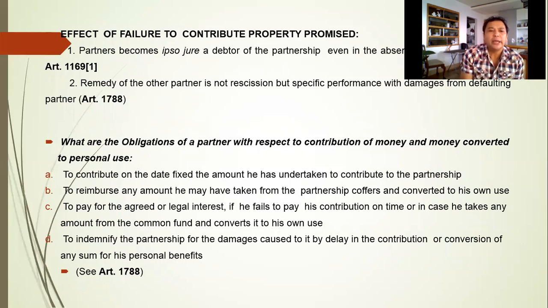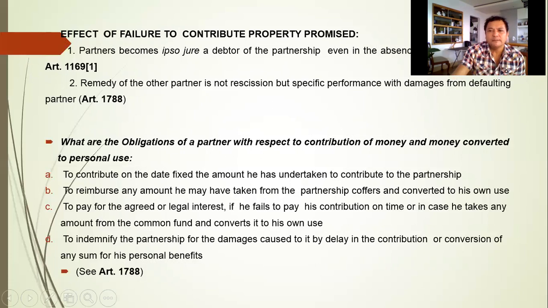It's Article 1169. Now, number 2, the remedy of the other partners is not rescission. Rescission is like cancellation. But the other partners will have to demand specific performance, that is, the delivery of the object you have to deliver with damages from the defaulting partner. So the partner will have to deliver the object plus payment of damages. So what are the obligations of a partner with respect to contribution of money and money converted to personal use?